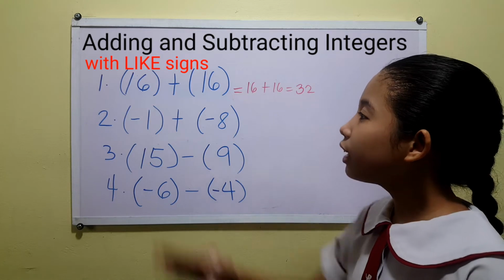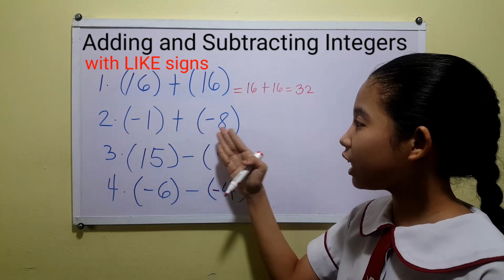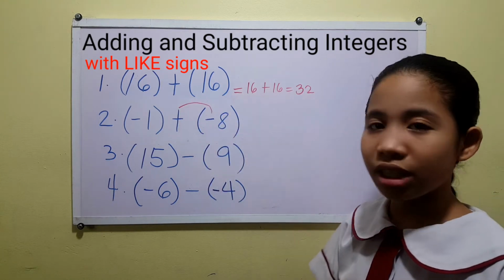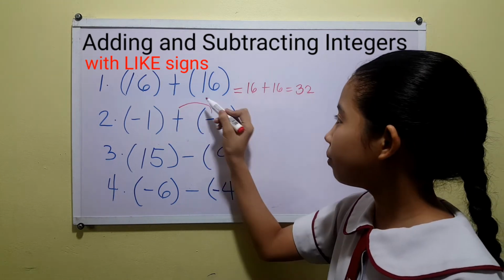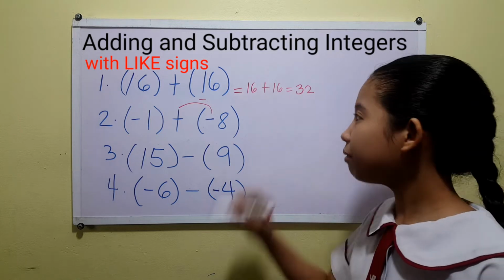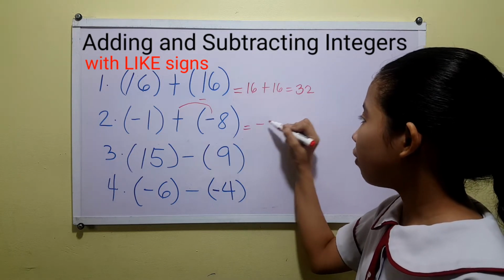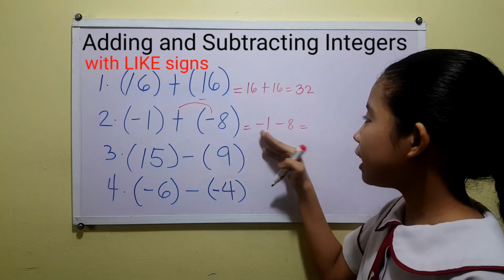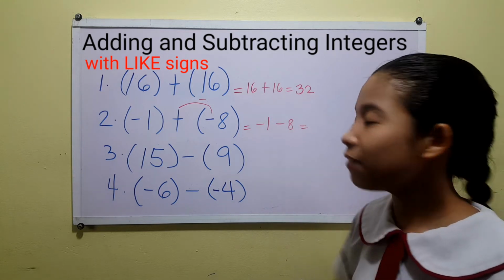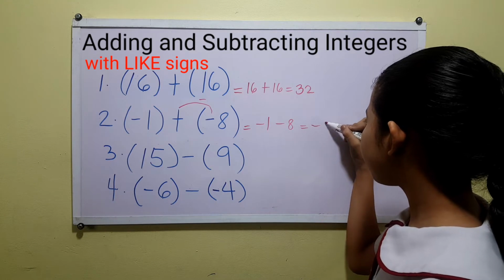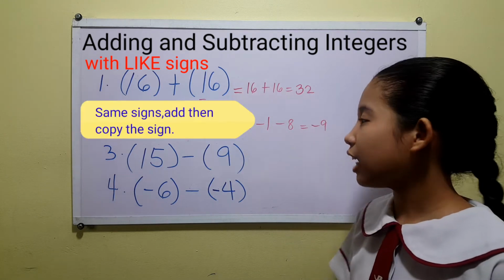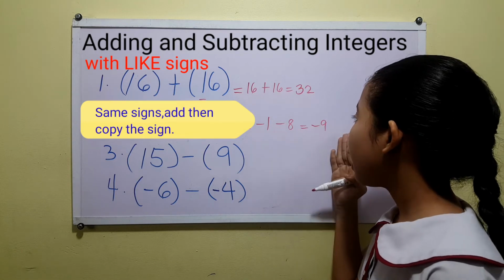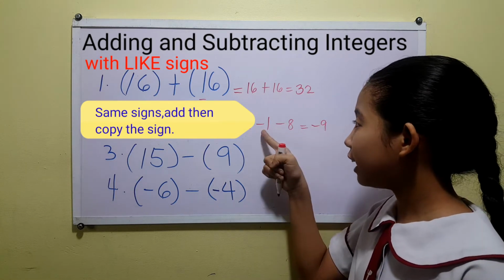Next, we have negative 1 plus negative 8. Remember that positive times negative is equal to negative. So we have negative 1 minus 8. And this is equal to negative 9. Remember, if the numbers have the same sign, all you have to do is add them. And then copy their sign.